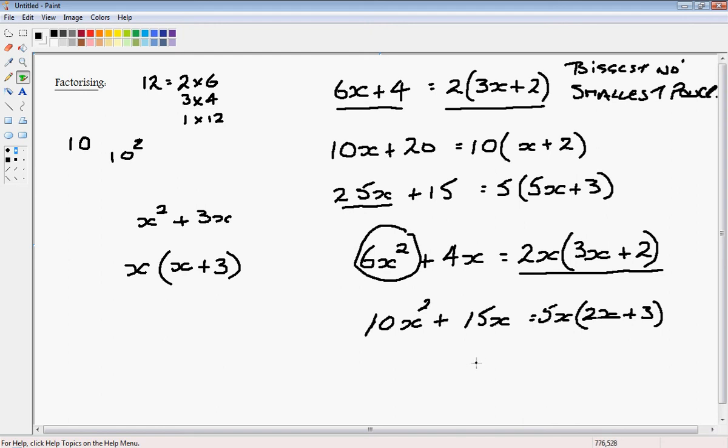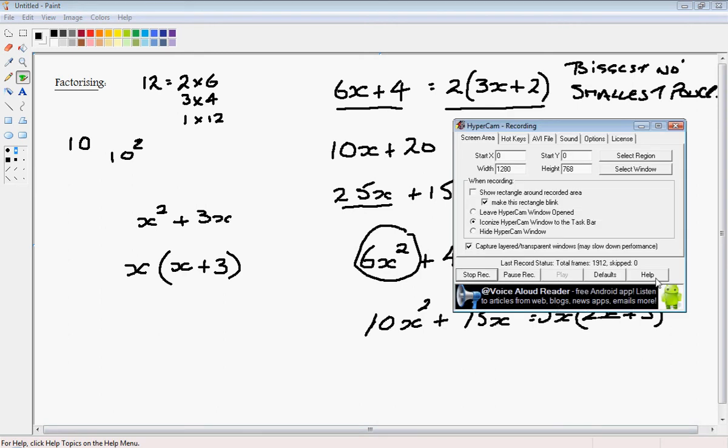Okay, now this does take practice, and you need to do it again, and again. Okay, and we can factorise far more complex numbers than this. Okay, but in the exam, these are the sort of things that are most likely to arise. Okay, so I hope that helps, and just practice.